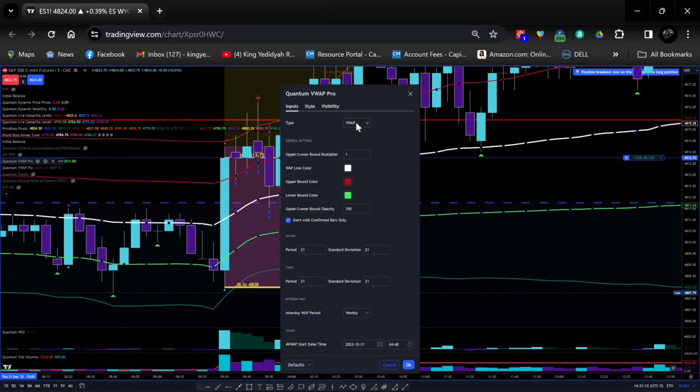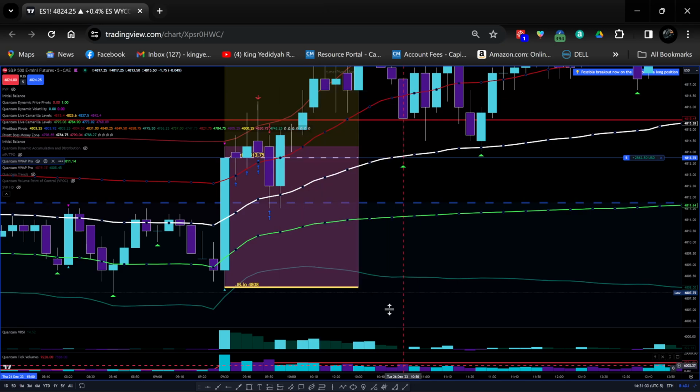Right, so you could have the anchored VWAP, you could have moving VWAP, time-based VWAP, and intraday VWAP. There's a whole lot of features you could do with this VWAP here. So that's for another video though. Right, so okay.